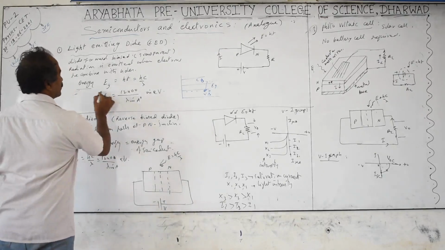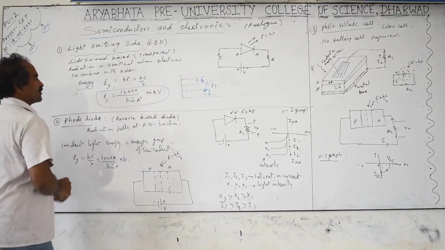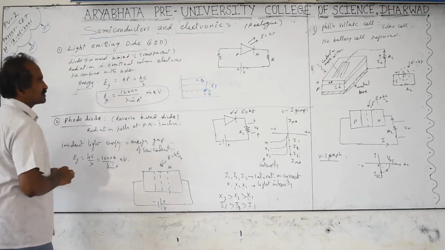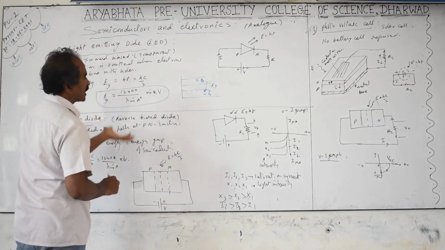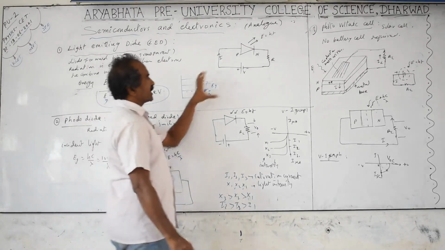For the problem's purpose, we use the approximate formula. The energy of the radiation, the light coming out of this diode, which is made transparent, is 12400 by lambda, with lambda in angstroms and energy in electron volts. You can convert it into joules by multiplying with the electron charge. So the circuit diagram, we take it like this.